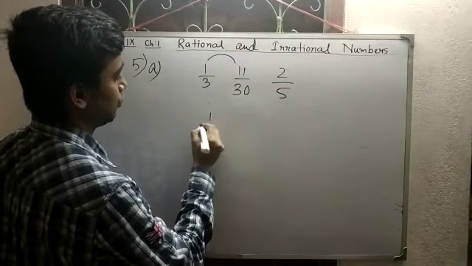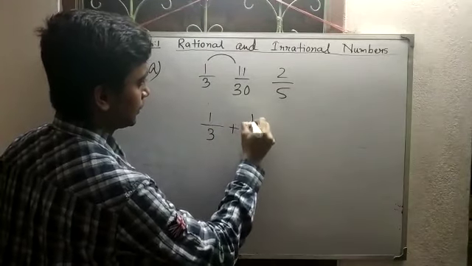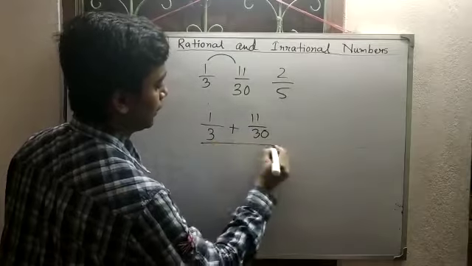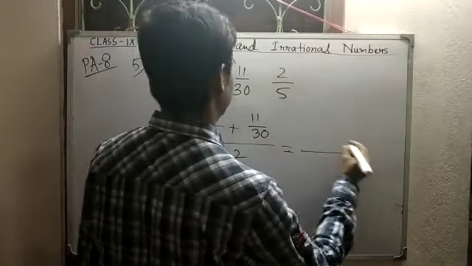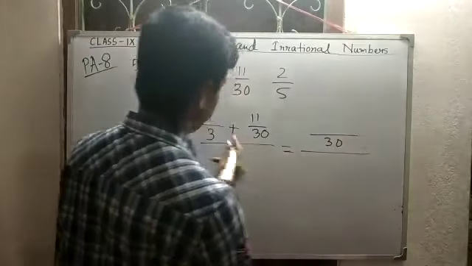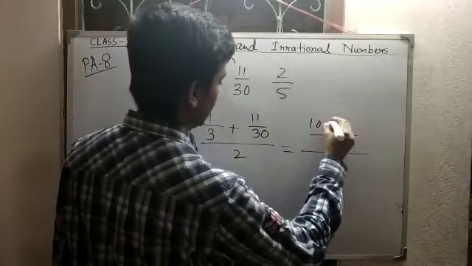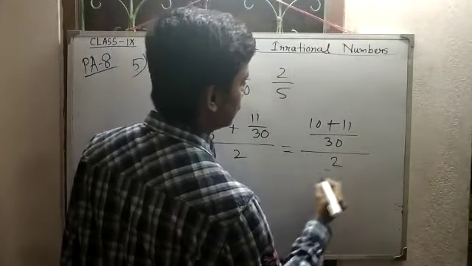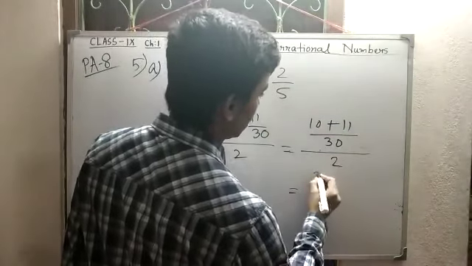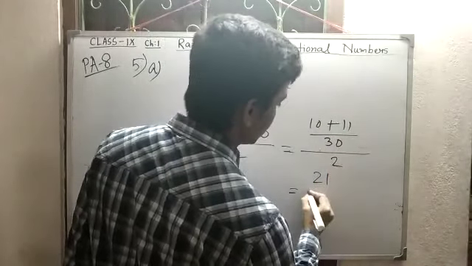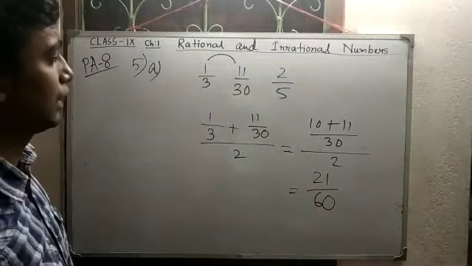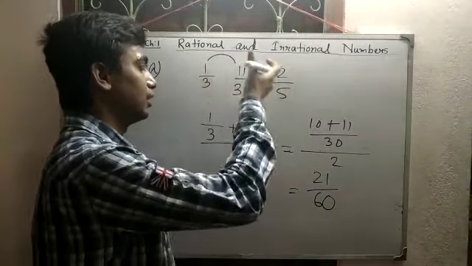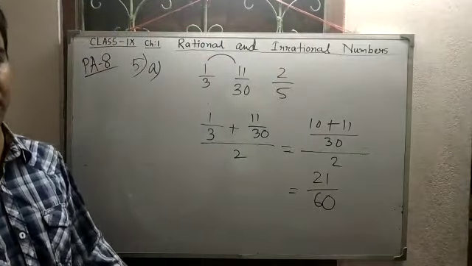It will be 1 by 3 plus 11 by 30, divided by 2, the same way. So it will be what? 30 will be the LCM. So 10 plus 11, divided by 2. So it will be 21 divided by 30 into 2, that is 60. So we can find many rational numbers between any two rational numbers.